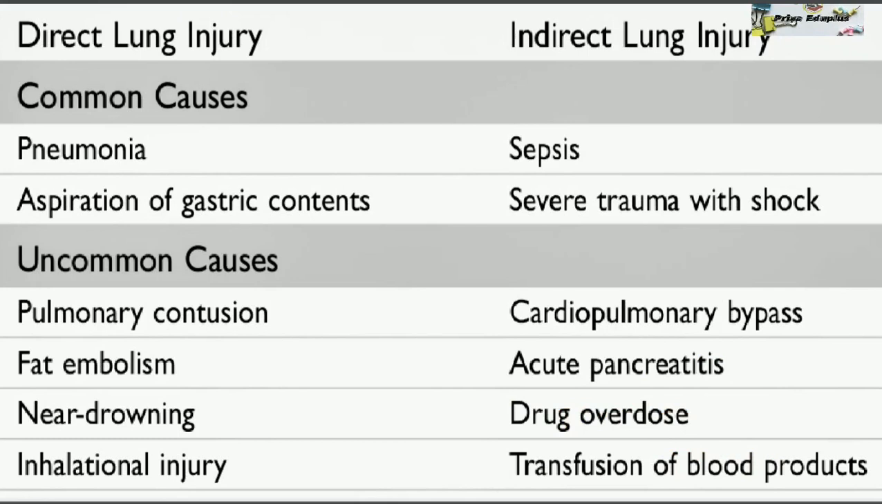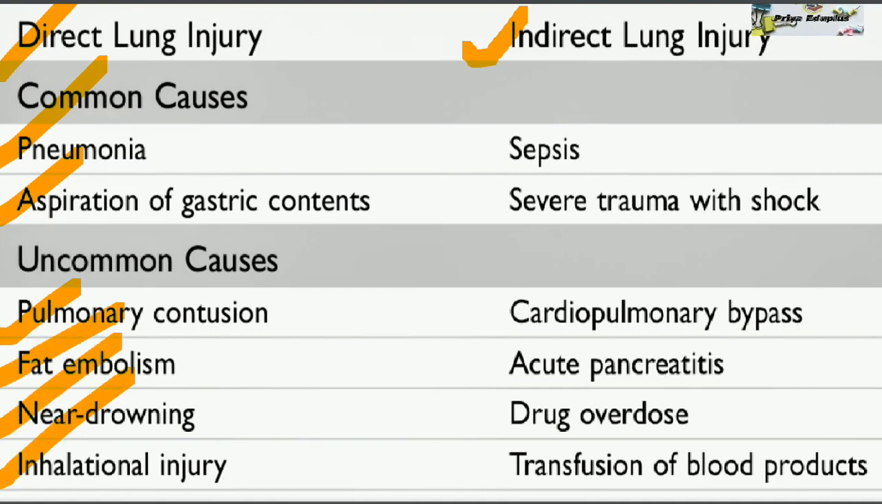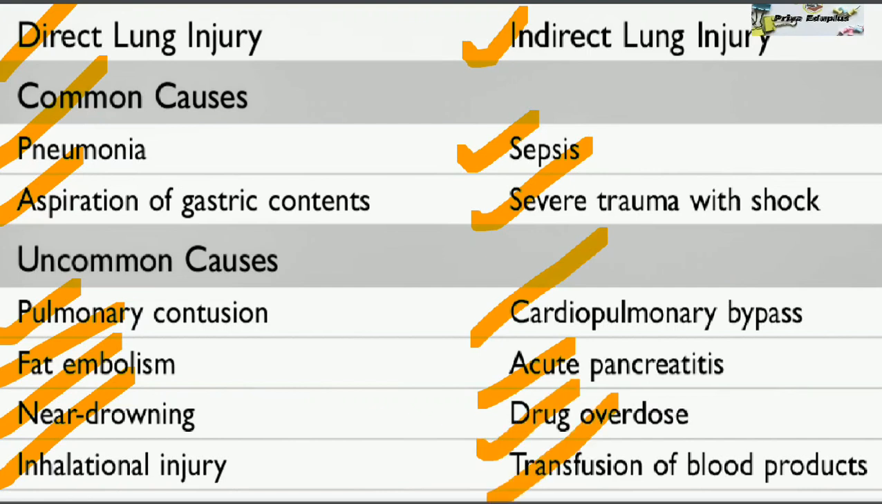Let's see the causes. It can be due to direct lung injury or indirect lung injury. First we can see the common causes. It may be due to pneumonia or aspiration of gastric content. In direct lung injury, uncommon causes are pulmonary contusion, fat embolism, near drowning, and inhalational injuries. In indirect lung injury, it may be due to sepsis, severe trauma with shock. Uncommon causes include cardiopulmonary bypass, acute pancreatitis, drug overdose, transfusion of blood products, and hypersensitivity reactions.